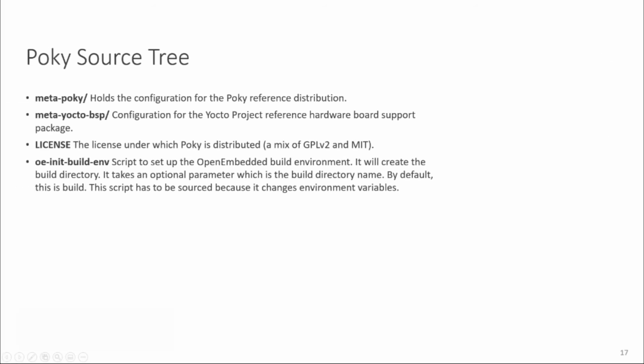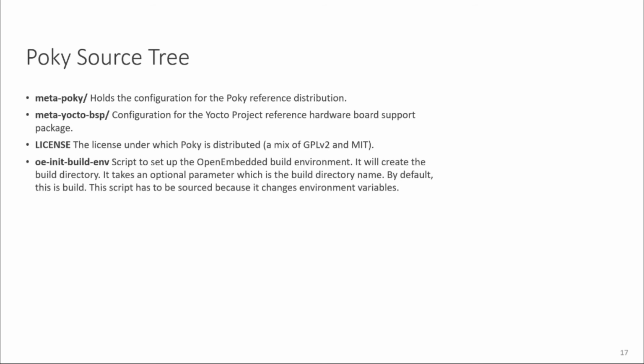More about the Poky directory structure. The Meta Poky folder holds the configuration for the Poky reference distribution, while the Meta Yocto BSP folder contains configuration for the Yocto project reference hardware board's support package. The License folder has the license under which Poky is distributed. It can be a mix of different license versions.